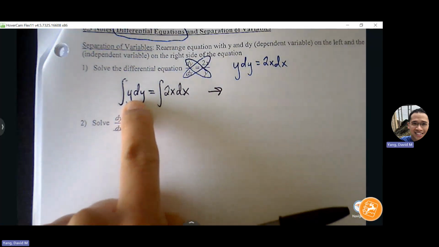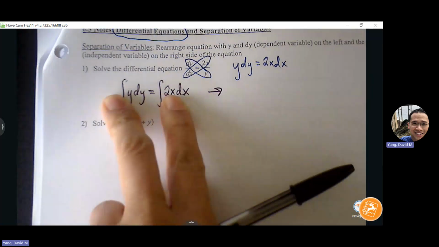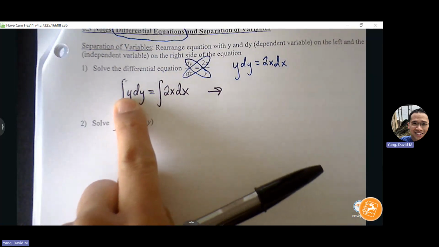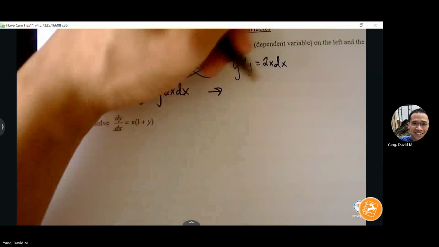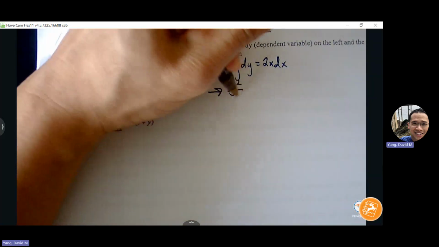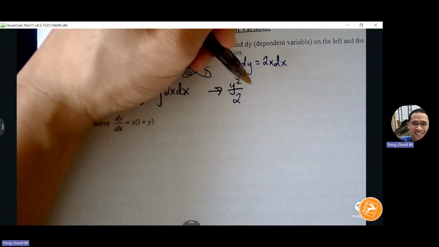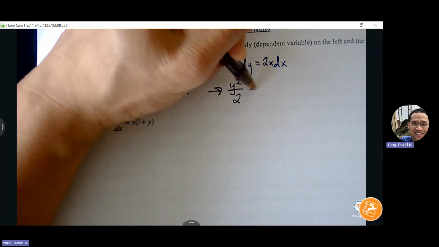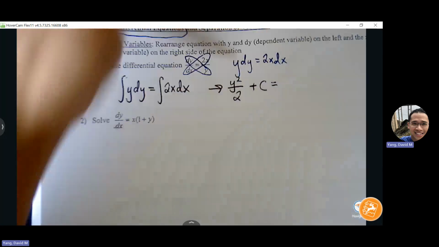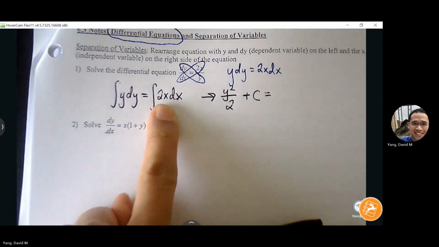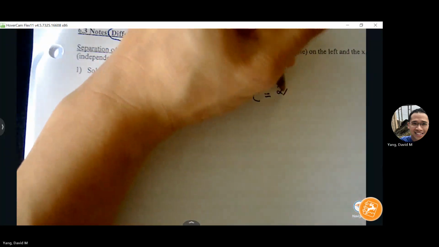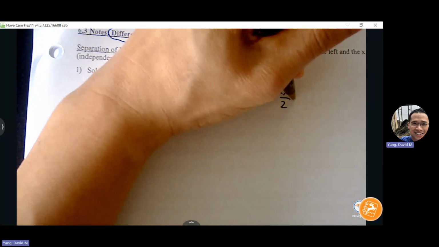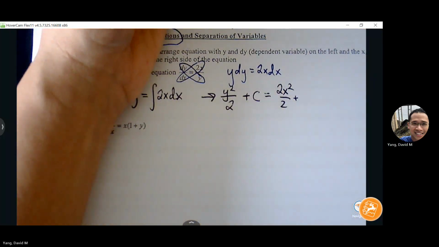That's fine. We can move to the left side now that we know that these are really just power rule. Okay, so y becomes what? Yeah, y squared over 2 plus C. Yes, we'll do plus C for now. Equals.